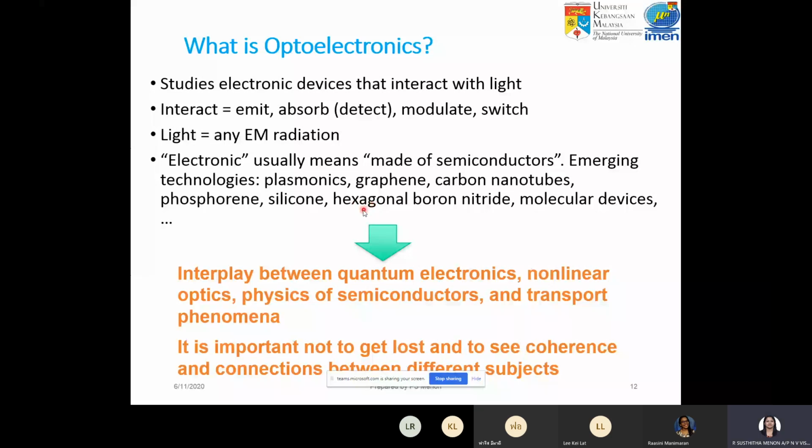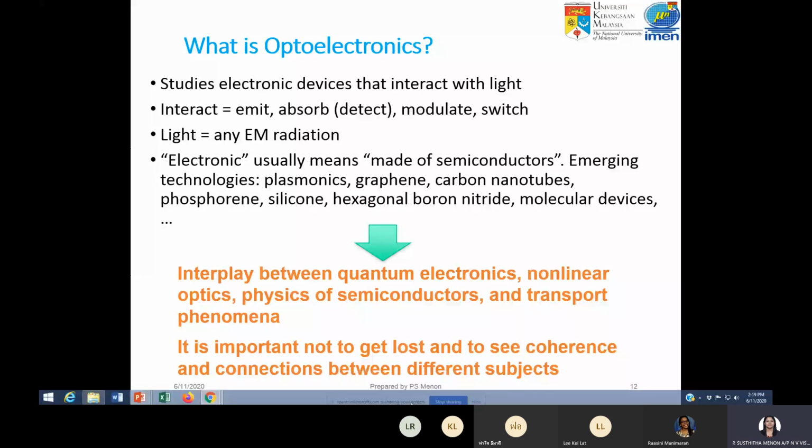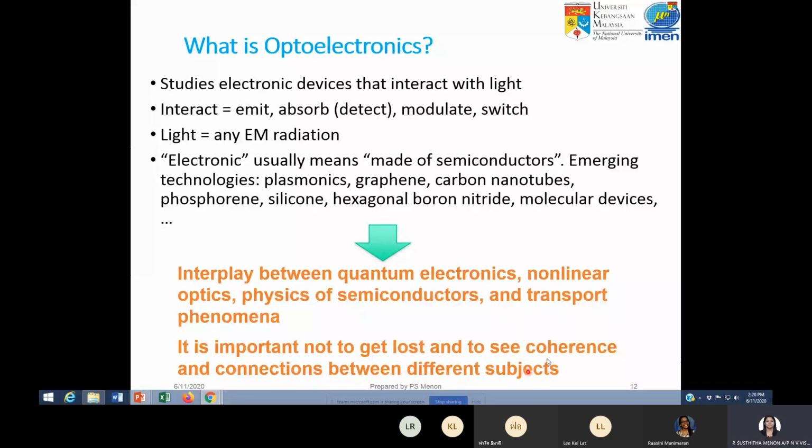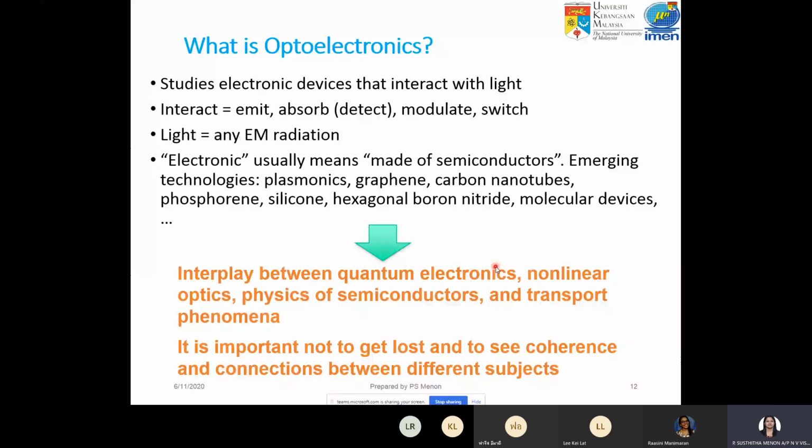So the interplay between quantum electronics, nonlinear optics, physics of semiconductors, and transport phenomena. So it is important not to get lost and to see the coherence and connections between different subjects. Can you still see my slide?